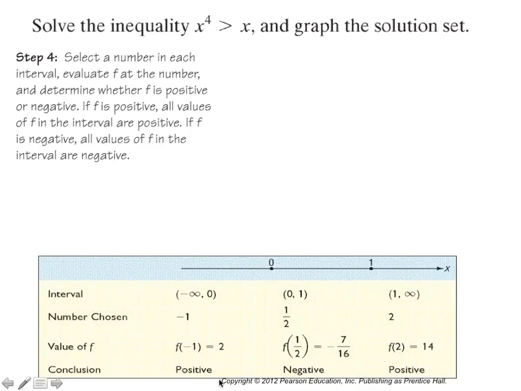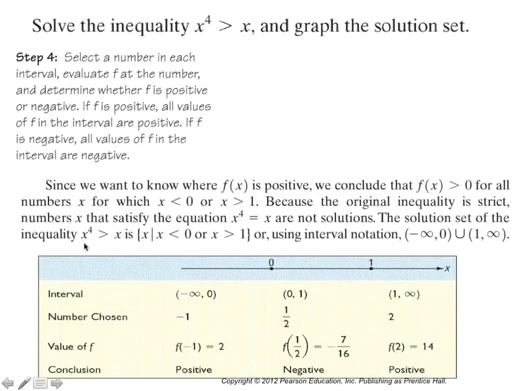Now, oftentimes this is the case where the signs kind of flip-flop, okay? So that's a good indication that you probably did it correctly. Now, it's always possible to get different patterns, so make sure that you double-check these. What you can do to confirm that you're correct is to pick an additional number in the interval and make sure that you have the same conclusion here. Now what we want to know is where f of x is positive because we had a greater than sign.